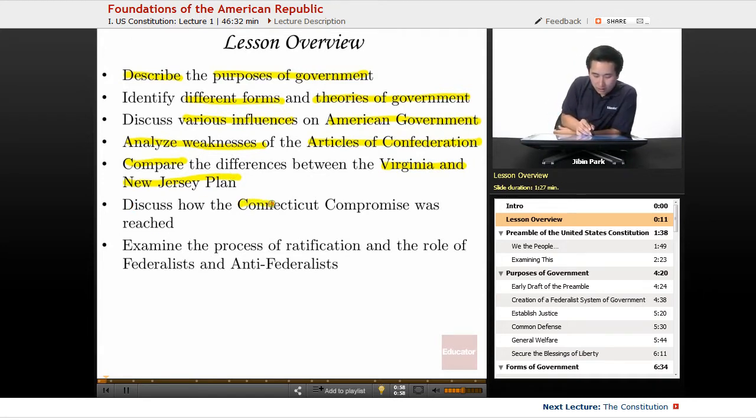We're going to discuss how the Connecticut Compromise was reached. And finally, we're going to examine the process of ratification and the role of the Federalists and Anti-Federalists in constructing the Constitution of the United States.